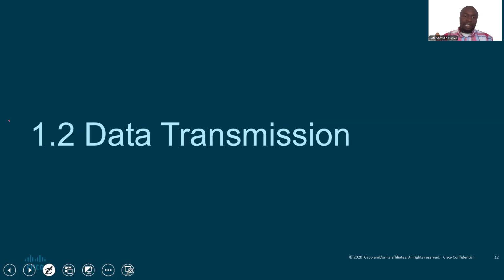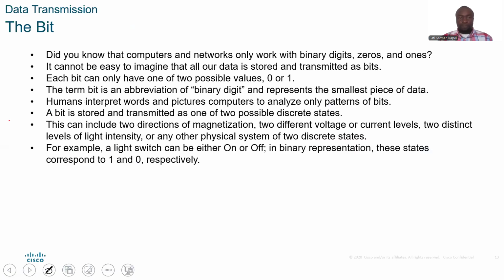Now, let's look at the next section, which is data transmission. When we say data transmission, we are talking about when data moves from one device to the other. All right. And for us to understand, we need to understand the smallest unit and value of data before we go on to understand how it moves from one point to the other. So the smallest unit of data is called a bit. The word bit is two words combined together, and those two words are what they call binary digits.